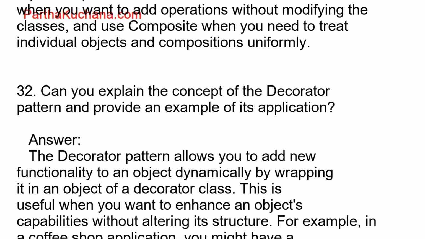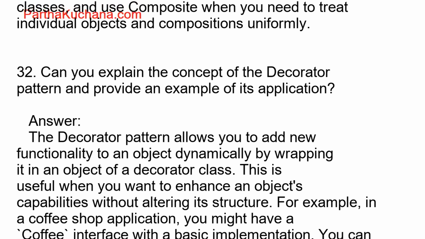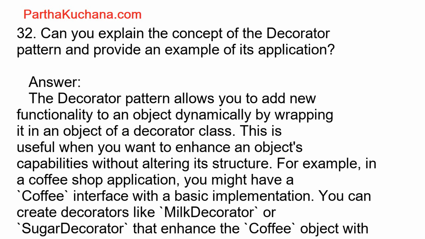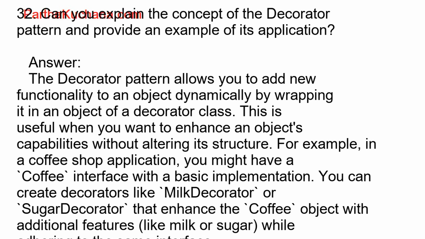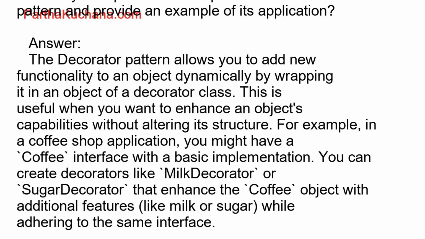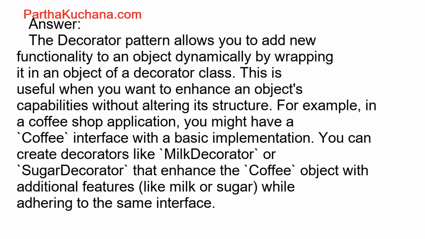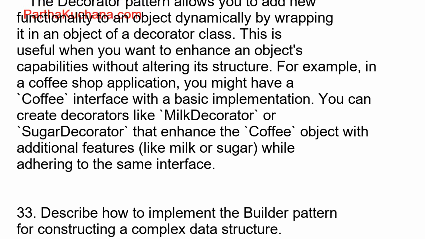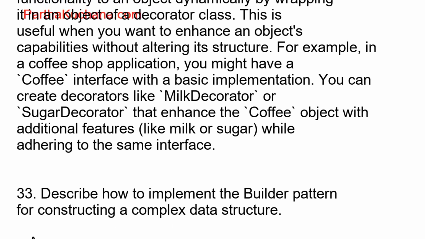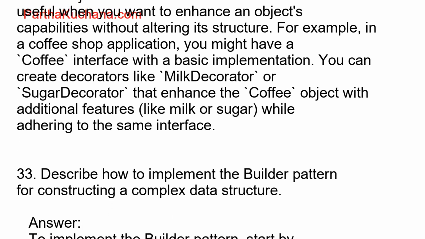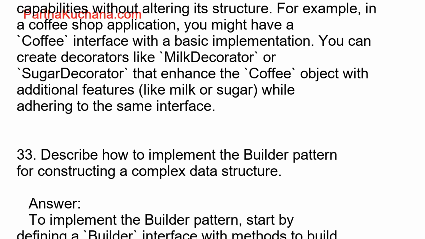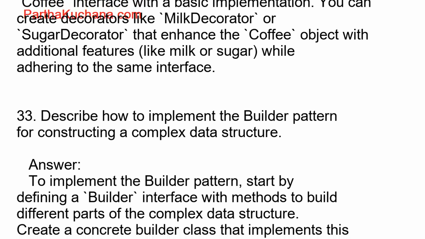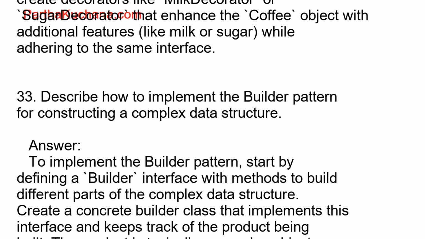33. Describe how to implement the builder pattern for constructing a complex data structure. Answer. To implement the builder pattern, start by defining a builder interface with methods to build different parts of the complex data structure. Create a concrete builder class that implements this interface and keeps track of the product being built. The product is typically a complex object like a car. A director class can be introduced to construct the object using the builder, specifying the order of the building process. Clients will use the builder to construct the object step by step, resulting in a well-defined and manageable construction process.